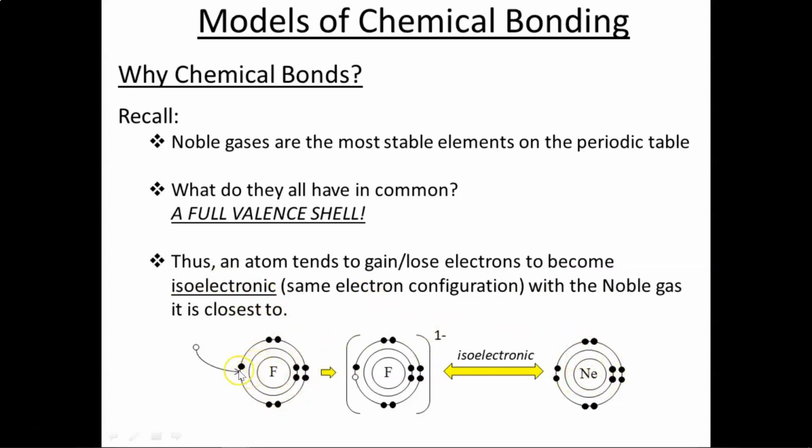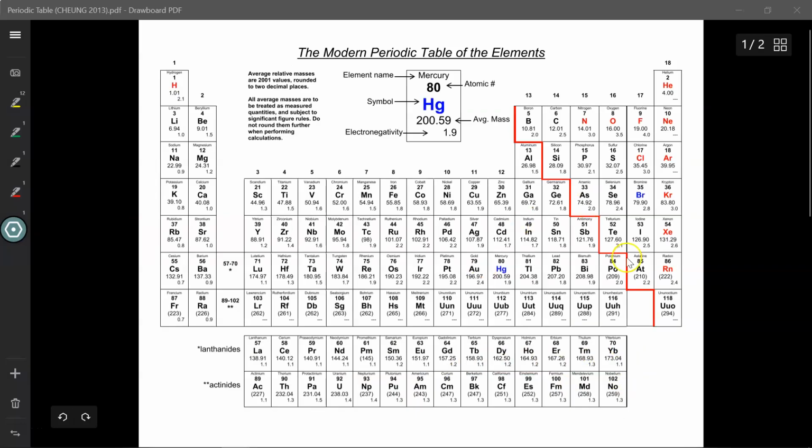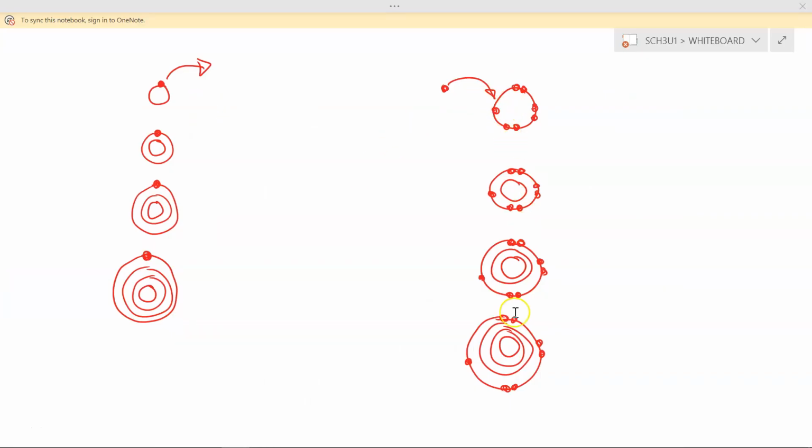Take a look at fluorine. When fluorine gains an electron, it now has 8 valence electrons, and it is isoelectronic with neon, which also has 8 valence electrons. This is why nonmetals generally increase in reactivity as you go up the periodic table, while metals tend to become more reactive as you go down the periodic table. Generally, the nonmetals will want to gain electrons to achieve that full octet structure and become isoelectronic with the noble gas they're closest to, thereby giving them stability.